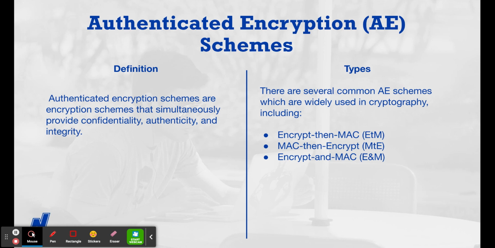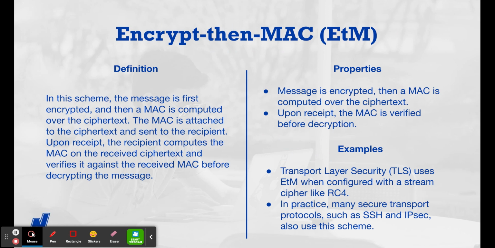There are three primary approaches, and they are the encrypt then MAC (ETM), MAC then encrypt (MTE), and the encrypt and MAC (E&M). Each scheme has its strengths and weaknesses and is chosen based on the specific requirements and constraints of the systems. Let's first start with the encrypt then MAC.